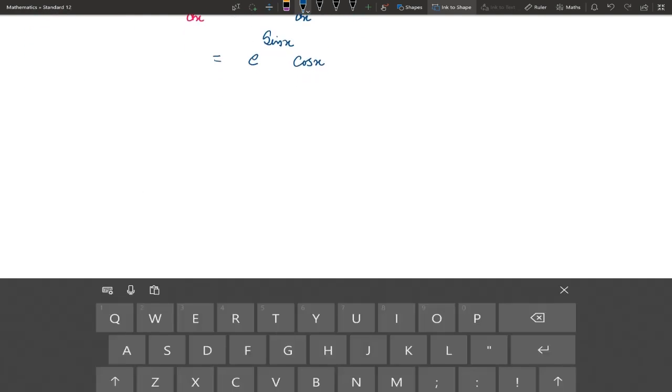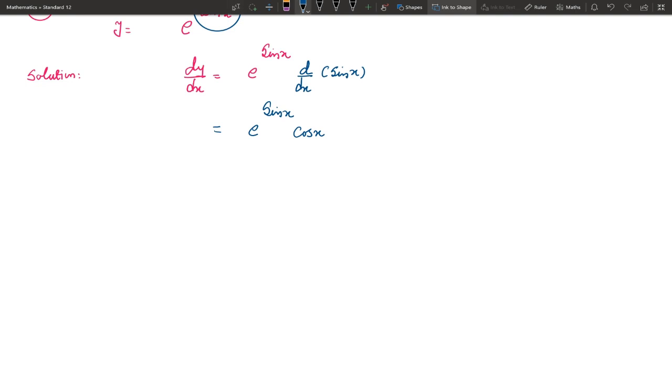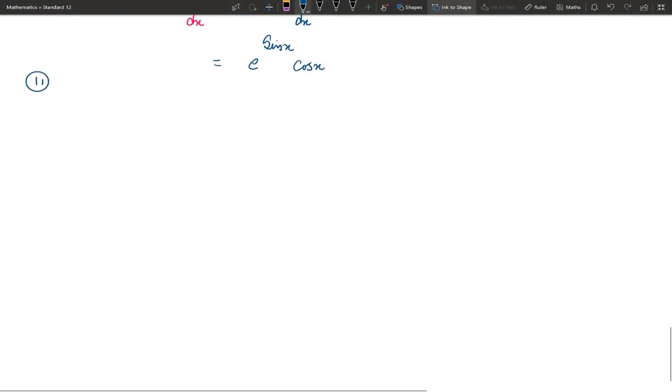Next one, y equal to log of x plus under root x square plus 1, obtain dy by dx.